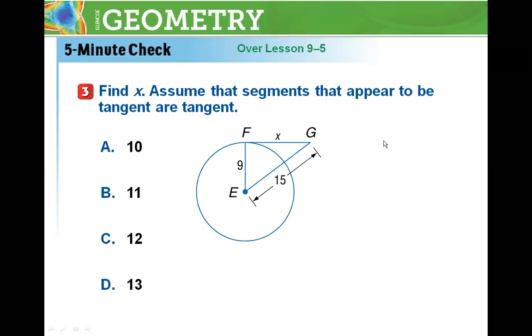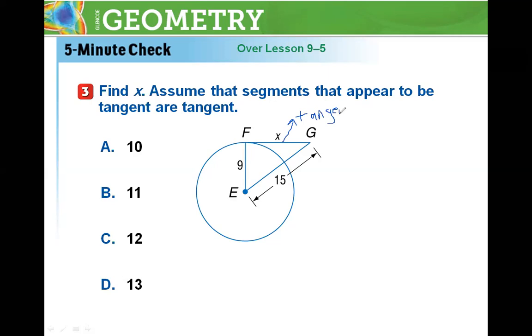Okay, so we have here, as you see, FG may be a tangent or not, but he said to assume that the segments that appear to be tangent are tangent. So this is a tangent. Okay, let's start. I need to find the value of x.